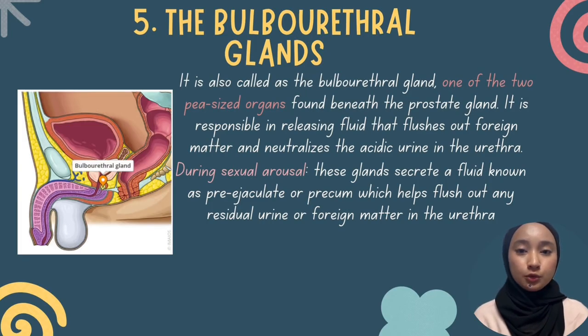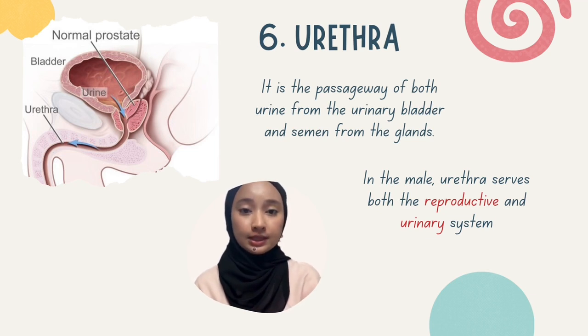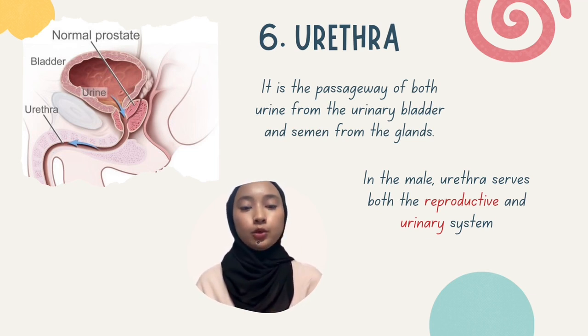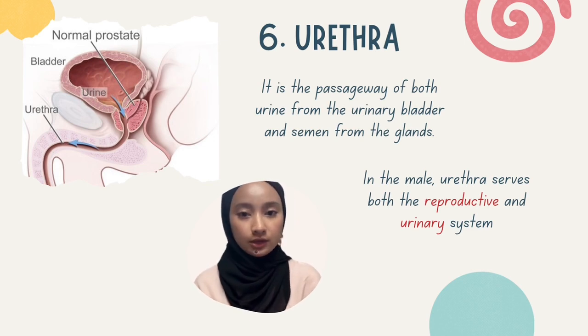The next part is the bulbourethral glands, which are two pea-sized organs found beneath the prostate gland. They are responsible for releasing fluid that flushes out residual matter and neutralizes acidic urine. During sexual arousal, these glands secrete a fluid known as pre-ejaculate, which flushes out residual matter in the urethra. The last part of the internal male reproductive system is the urethra. The urethra is the passageway of both urine from the urinary bladder and semen from the glands. In the male, the urethra serves both the reproductive system and the urinary system.